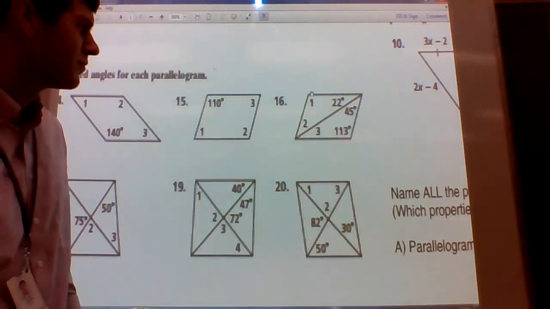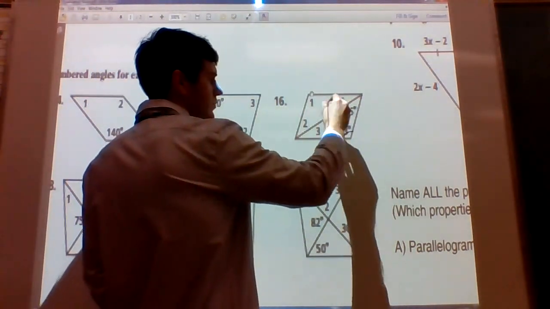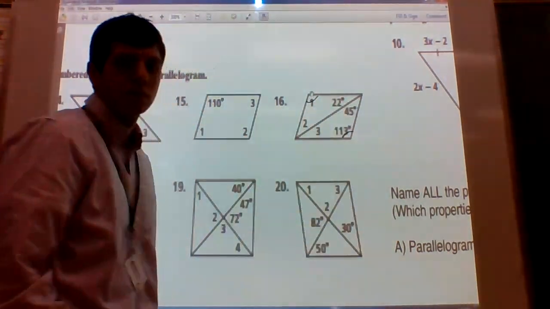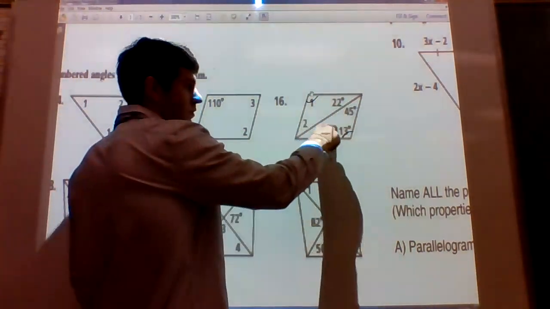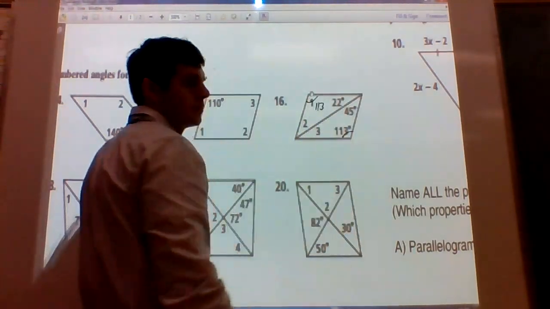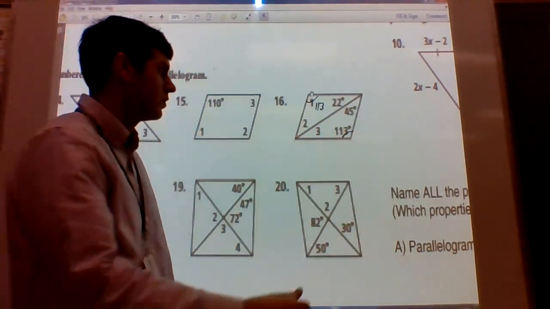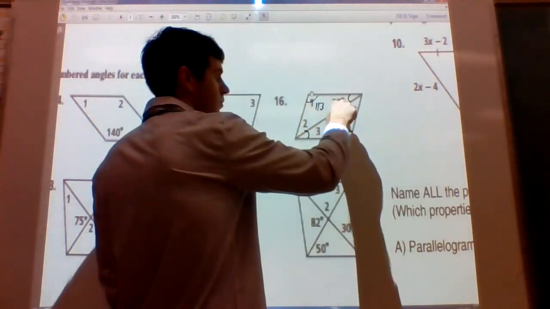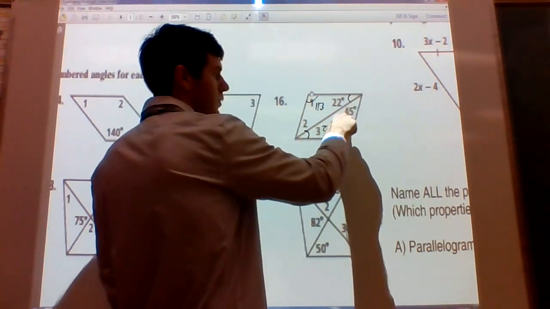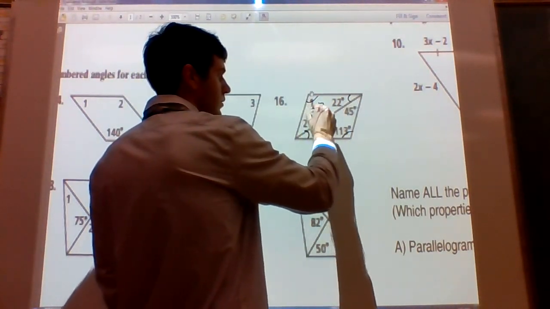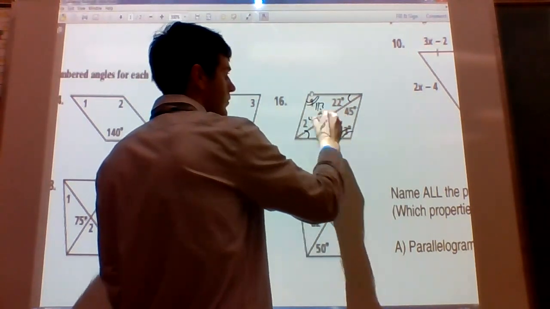So opposite angles are congruent. So 1 is going to be 113. Okay, from here we know alternate interior angles. So if this is 22, this is also 22. This is 45, this one is also 45.